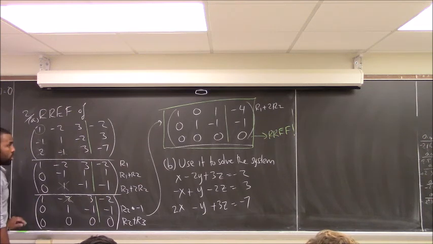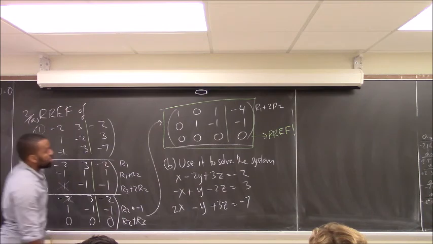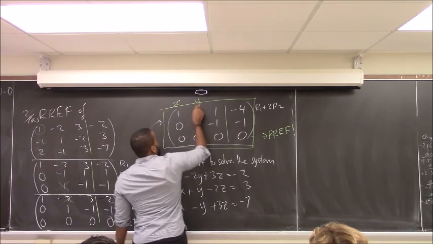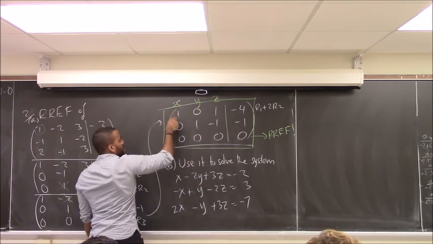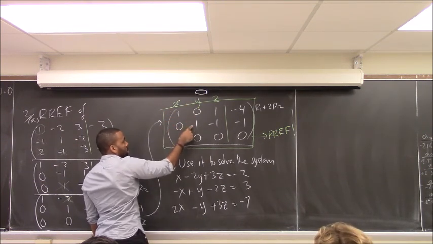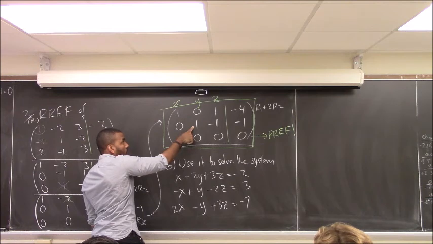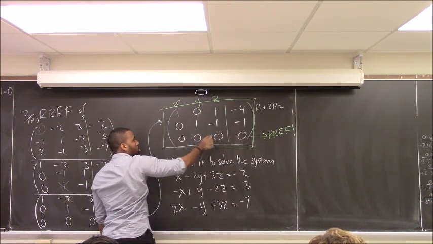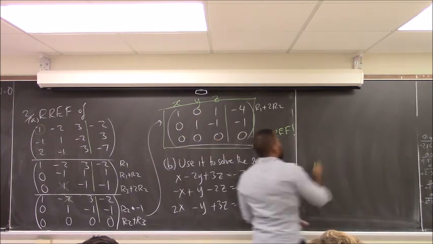So remember what we did first. You want to notice where the pivots are. Here's the x column, there's the y column, there's the z column. Notice x has a pivot in its column, which means you can solve for the x. Y has a pivot in its column, which means you can solve for the y. Z does not have a pivot in its column. So that's the first thing you do.